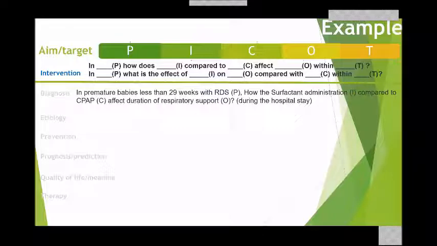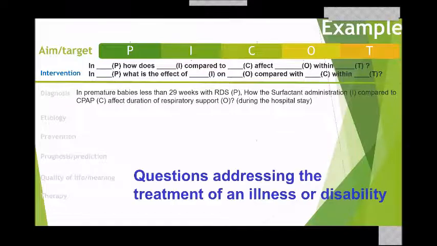Or our outcome is the duration of the respiratory support, during what? During hospital stay. So that's our time. Let's repeat it: in premature babies less than 29 weeks with RDS, how does surfactant administration compared to CPAP, of course without surfactant, affect the duration of respiratory support during hospital stay? Which means the question of an intervention is targeting the treatment of an illness or a disability.